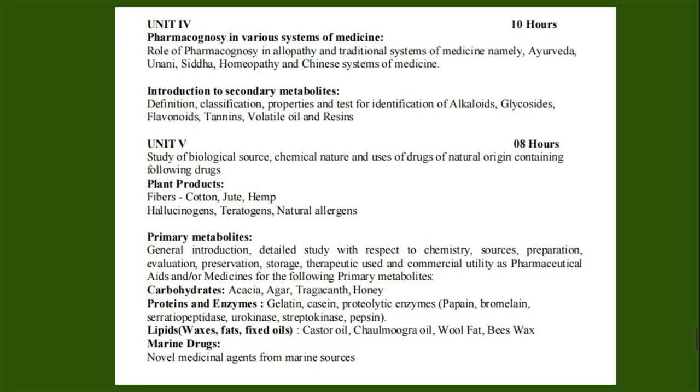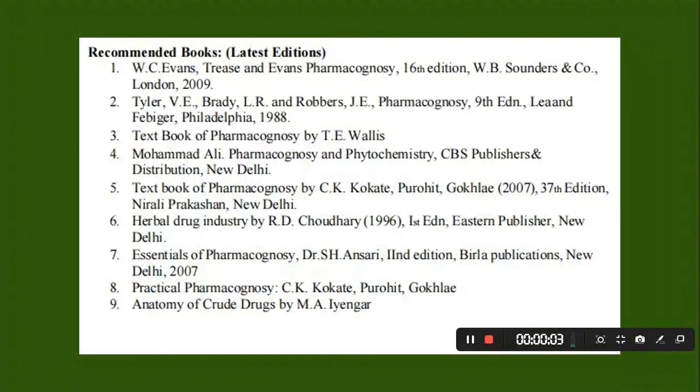In each class we have different examples such as acacia, agar, tragacanth, honey in the carbohydrates, followed by gelatin, casein, proteolytic enzymes in the proteins and enzymes. Then lipids such as castor oil, chaulmoogra oil, wool fat, beeswax. Recommended books. These are the different recommended books which can be used for Pharmacognosy and Phytochemistry 1.